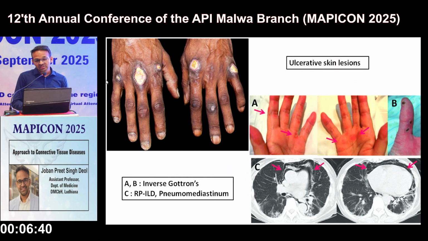Now at times these patients can have these ulcerative skin lesions. They can have this erythema over the palmar aspect. And this is a very sinister sign. We should always be on watch out for this, because these patients can have rapidly progressive ILD. They can develop respiratory failure within 2-3 months, and it is associated with high mortality.